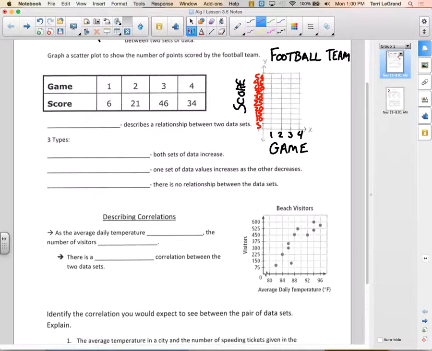But be careful, because on a scatter plot, they don't fall nicely all the time. The points don't fall nicely on an intersection of grid lines. Make sure that you do it as accurately as you can get it.